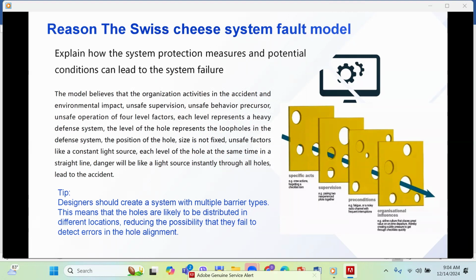Unsafe factors are like a constant light source. When the holes of each level line up in a straight line at the same time, danger will, like a light source, instantly pass through all the holes, leading to the accident. Tip: designers should create a system with multiple barrier types. This means that the holes are likely to be distributed in different locations, reducing the possibility that they fail to detect errors through hole alignment.